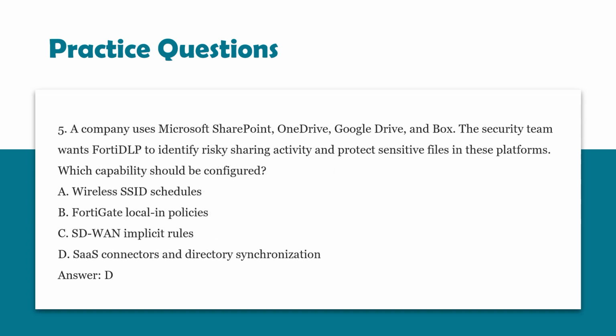5. A company uses Microsoft SharePoint, OneDrive, Google Drive, and Box. The security team wants FortiDLP to identify risky sharing activity and protect sensitive files in these platforms. Which capability should be configured? A. Wireless SSID schedules. B. FortiGate local-in policies. C. SD-WAN implicit rules. D. SaaS connectors and directory synchronization. Answer: D.